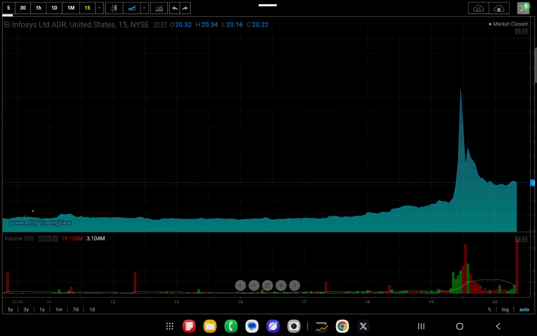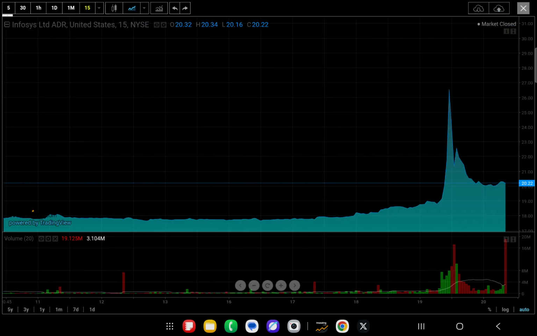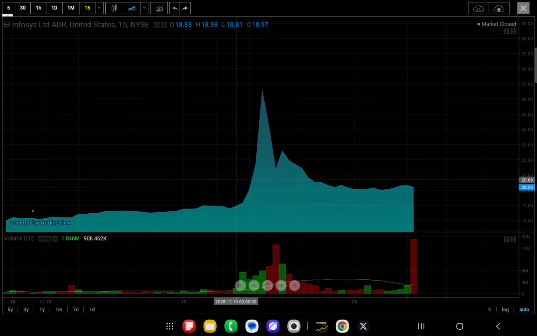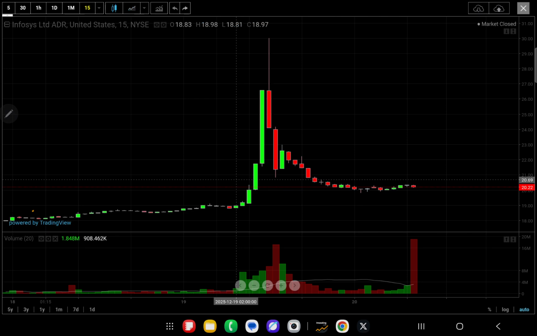This is Mayan Janji here, and the chart you're seeing is the Infosys ADR. That means the Infosys share listed on the US stock market, which is NYSE here. What we saw on Friday was rather very interesting.